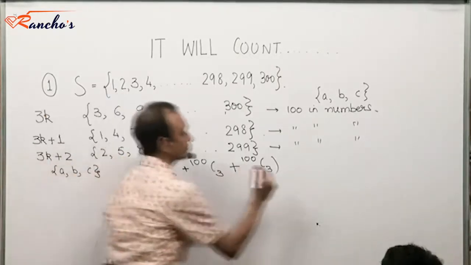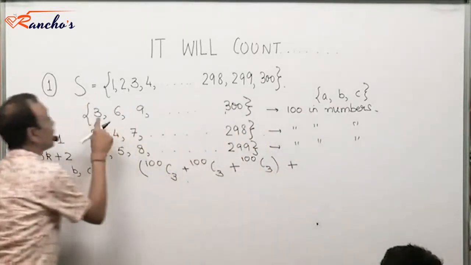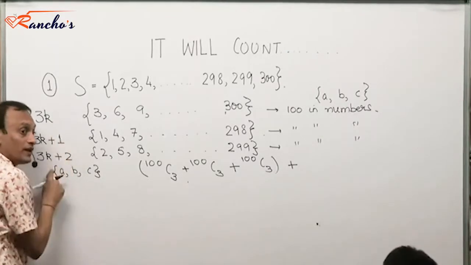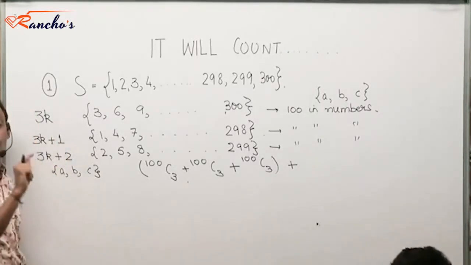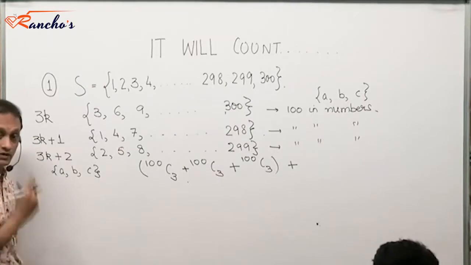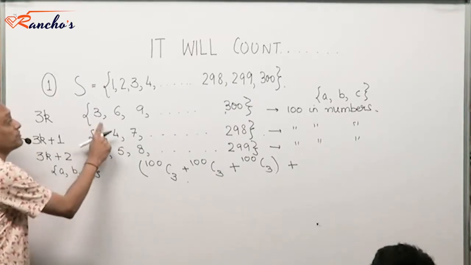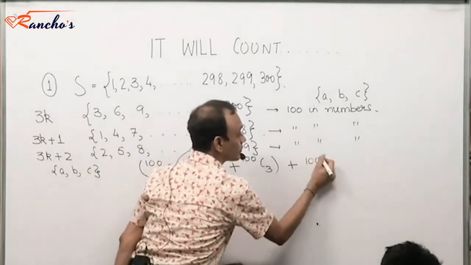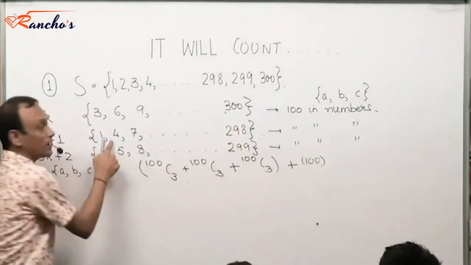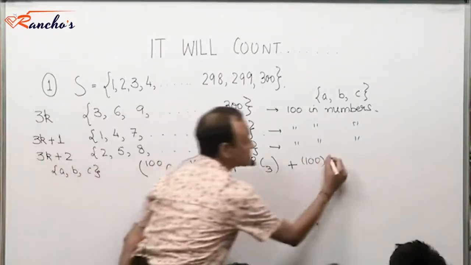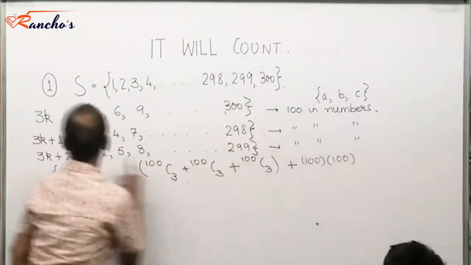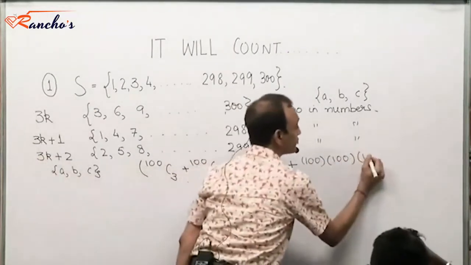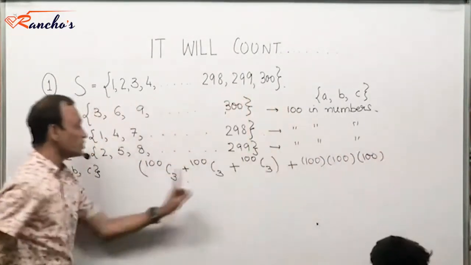Or if you select one number of the type 3k, one number of the type 3k plus 1, and one number of the type 3k plus 2, then also A plus B plus C would be a multiple of 3. Yes or no? One number from this set can be selected in 100 ways. And then one number from this set, that also in 100 ways. And then one number from this set, that is also in 100 ways. 100 cubed, therefore.